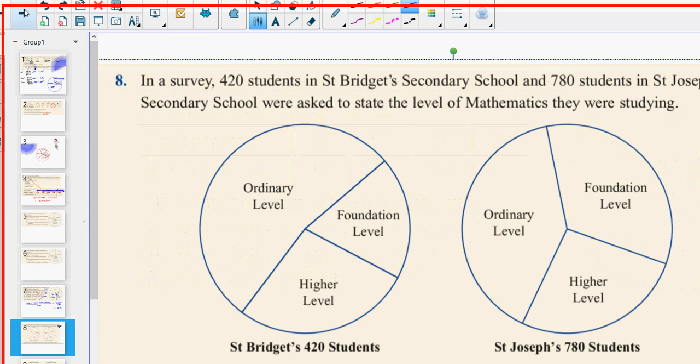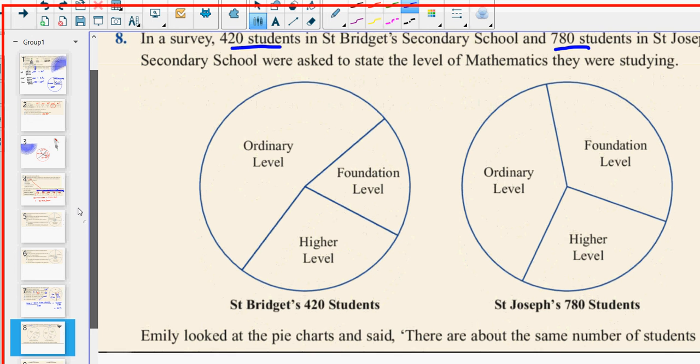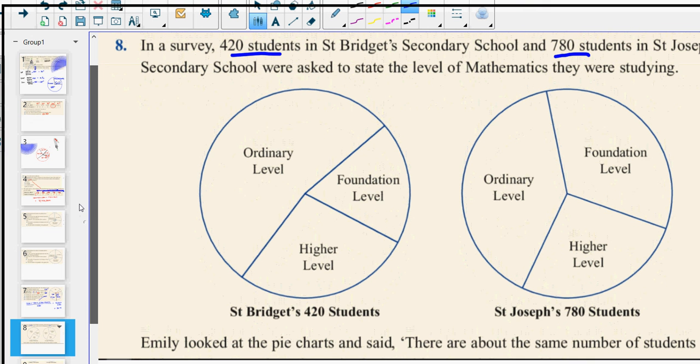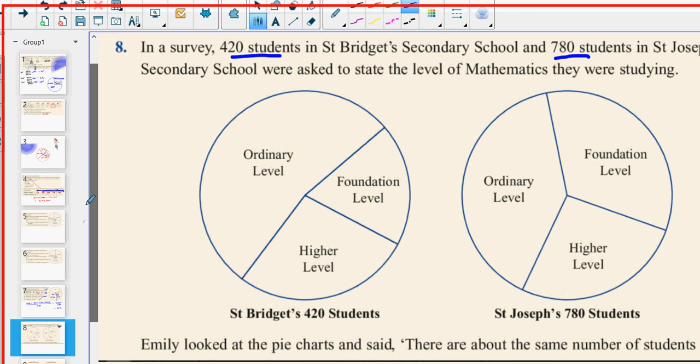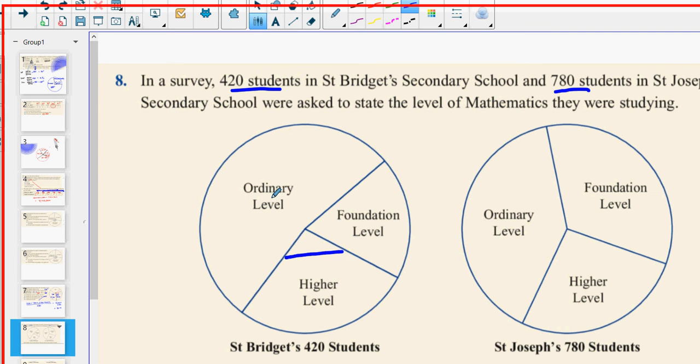Question A. Should be quick enough, okay? 420 students on the left, 780 students on the right. Everybody cool with that? When we looked at the pie chart, Emily said there are about the same number of students taking higher level maths in St. Bridget's and St. Joseph's. Do you agree with Emily? So what she's saying is this region here is roughly the same size as that region there.